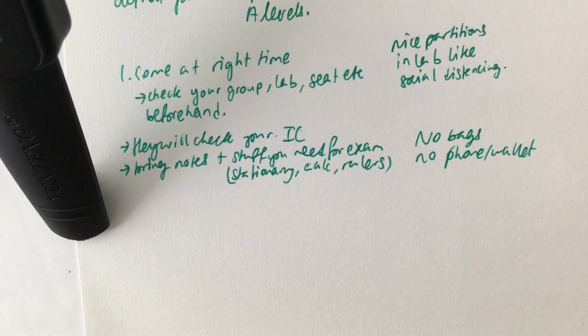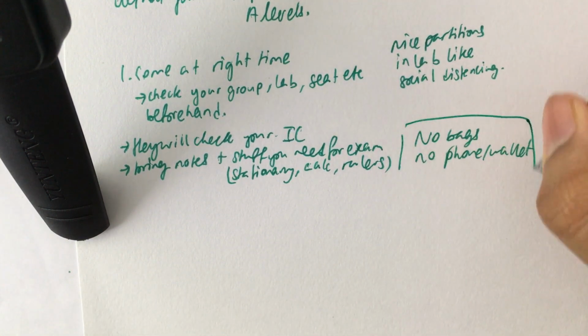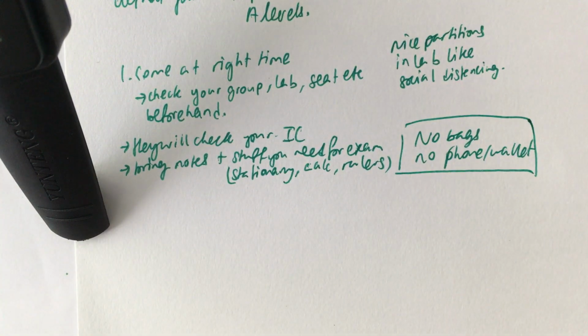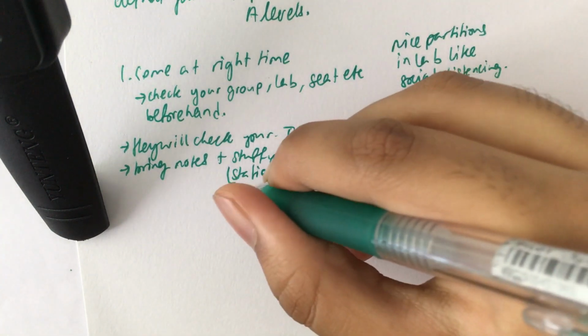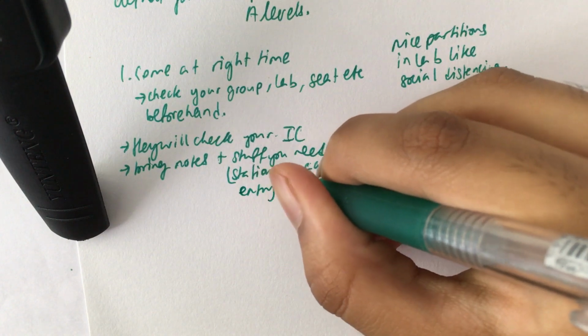Yeah, that one. You can keep your notes and some of your stationery in there, to make your life a lot easier. But try not to bring a bag. Keep your bags, your phone and wallet in your locker before you come. Just bring your IC.